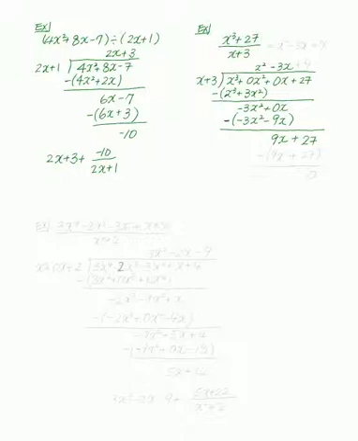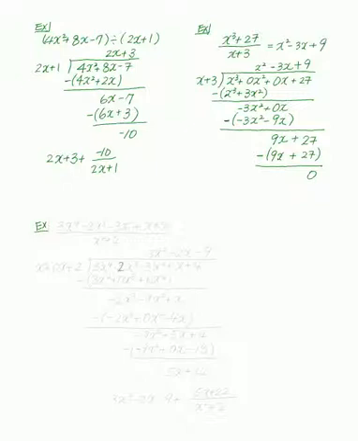I now need something times x to give me 9x. That's going to be 9. 9 times x is 9x. 9 times 3 is 27. I have to distribute it to the x plus 3. Now when I subtract, I have no remainder. So my final answer is x squared minus 3x plus 9.